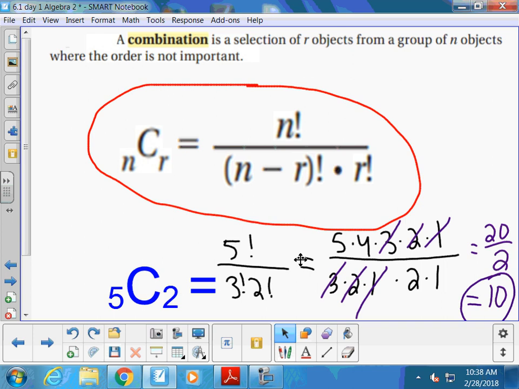So I just did this part in my head. So the 5 went here, that's n. N minus r was 5 minus 2, which was 3. And then r was 2. But we're going to do a couple more the old-fashioned way before I show you how to cheat and use a calculator. Just to get a handle on how the factorials work.